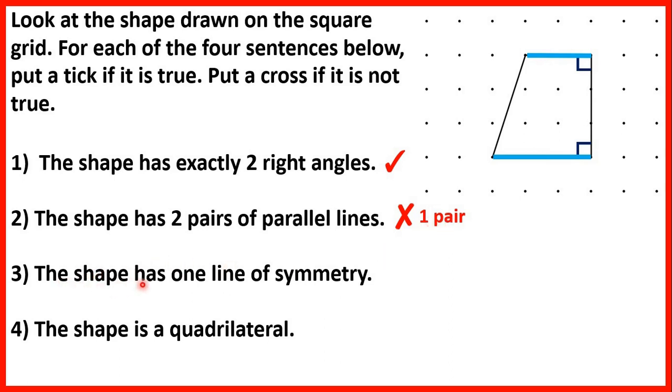Now, the shape has 1 line of symmetry. A line of symmetry is where you can draw a line down the middle of the shape so that you have the same reflected on both sides. But this shape we have here is not symmetrical. And finally, the shape is a quadrilateral. That's true because it's a 4-sided shape, and quadrilateral is what we call any 4-sided shape, because quad means 4.